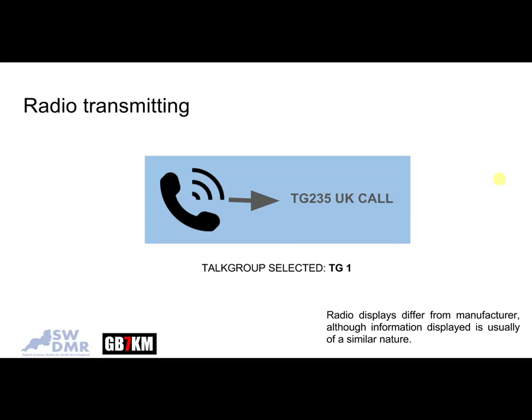If, however, the display says that you are transmitting on talk group 1, you need to release your PTT key and change to talk group 235.